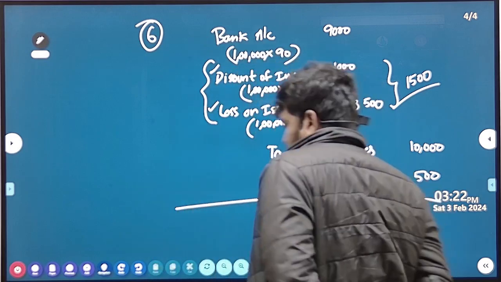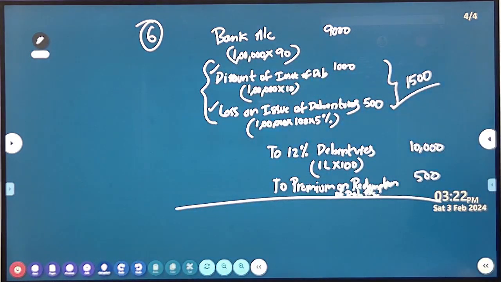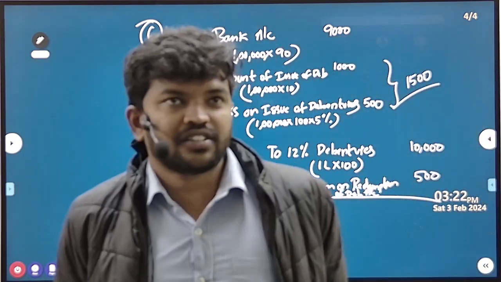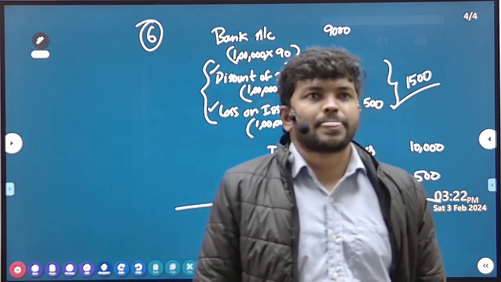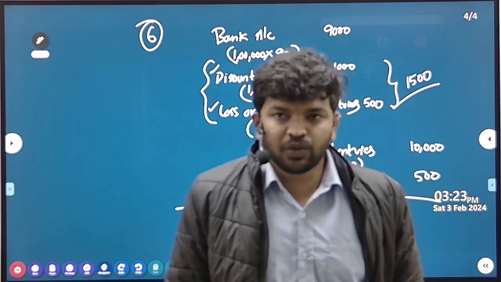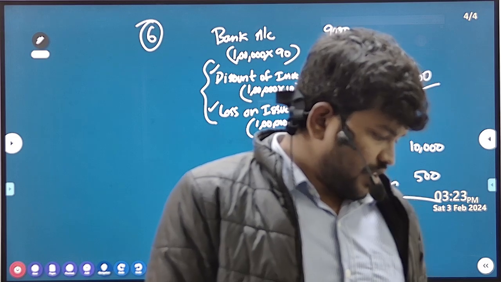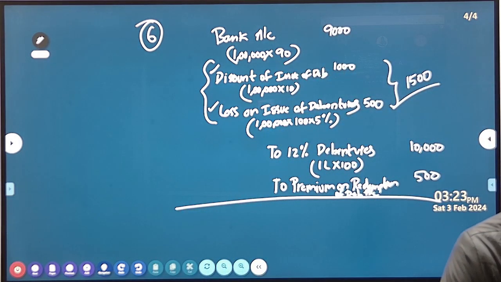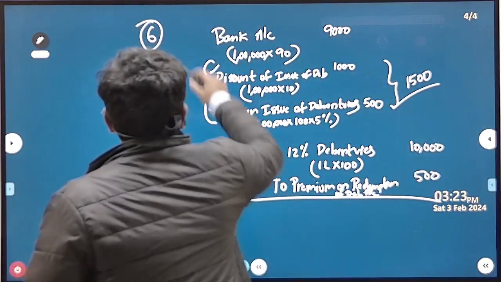Any doubts? Ashwin, Neha, Arpana, any doubts? If you have any doubts, you can ask. Sir, can you explain this again? Which one? Sir, this one, issued at premium. Issue at premium, which point? Last 6 number. Sixth one. Yes, sir. Sixth one. See here.